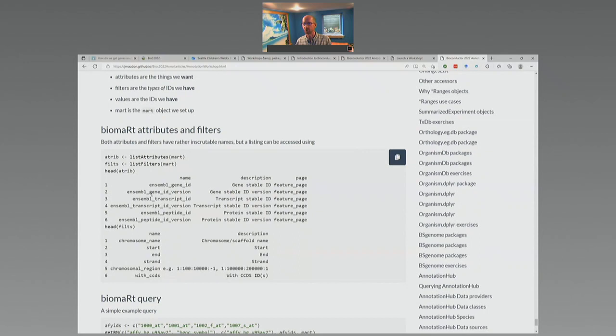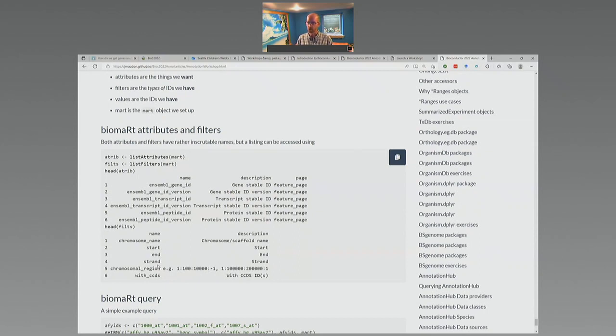If you have Ensembl gene IDs that are like ENSG, a long number, dot one or dot five or whatever, that's a gene ID with a version. So you would have to use Ensembl gene ID version, right? So listAttributes and listMart tell you basically all of the things that you can give as attributes or as filters.